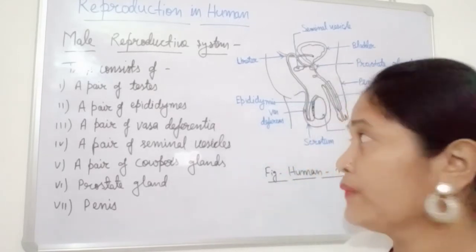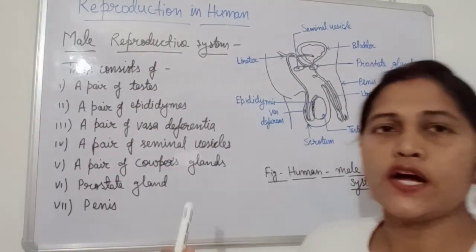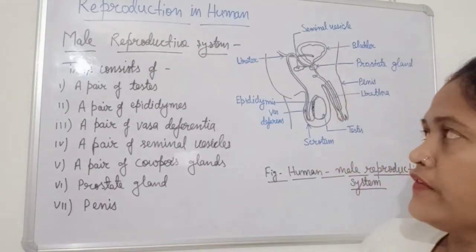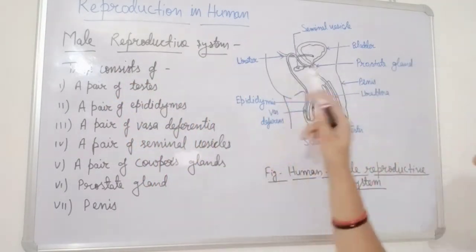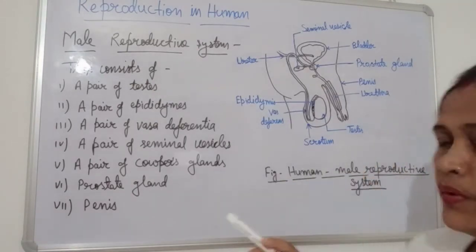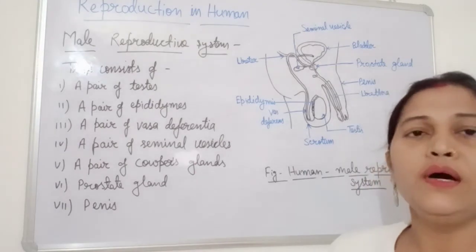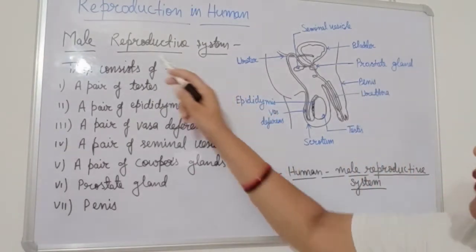In this video I am going to explain reproduction in human. Okay, so let us start. We are going to start from the male reproductive system. This is a diagram of the male reproductive system. What are the important organs that constitute the male reproductive system?